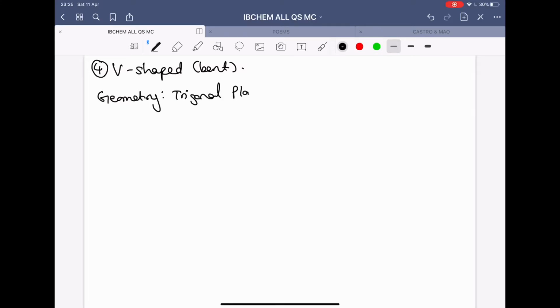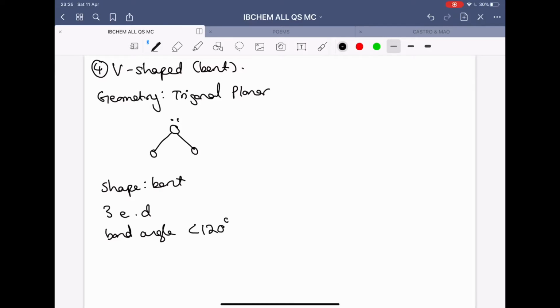So firstly, the difference between geometry and shape. Geometry is the theoretical structure. The shape is the actual structure. So the geometry is trigonal planar because you can see 3 electron domains, including the lone pair. But the shape is bent because you have that lone pair.